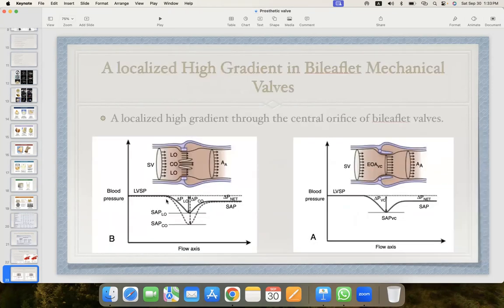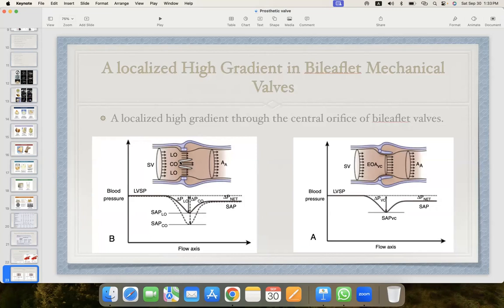But the important thing to know here is that in the patient with the bileaflet mechanical valve, those patients sometimes will have a local high gradient. And this is different than the pressure recovery. These patients have higher velocity across the central opening.